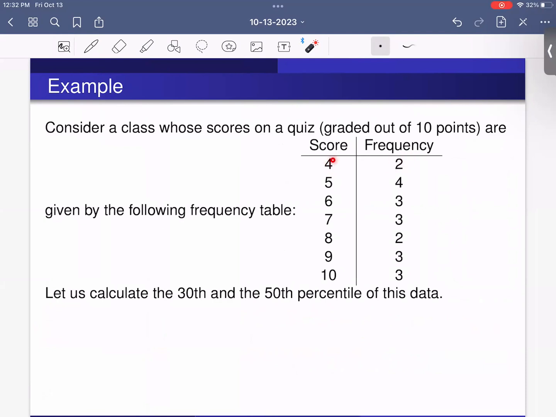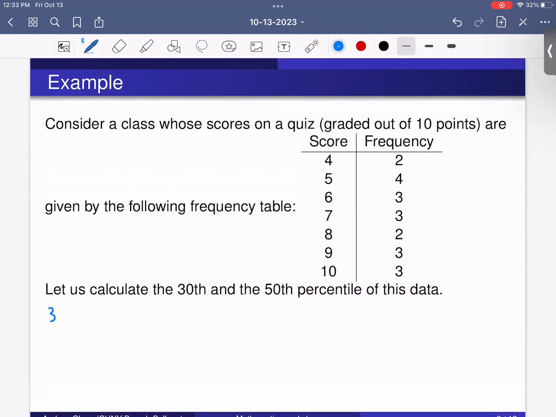2 students scored a 4. 4 students scored a 5. 3 students scored a 6. 3 students scored a 7. 2 students scored an 8. 3 students scored a 9. And 3 students scored a 10. The goal and the question is to calculate both the 30th and the 50th percentile of this data. On this page, we'll do the 30th, and then on the next page, we'll do the 50th. Okay?